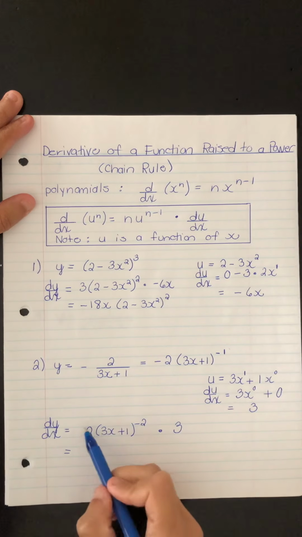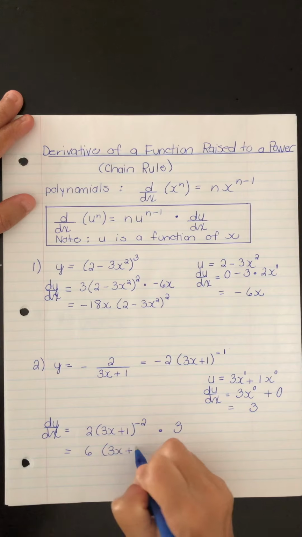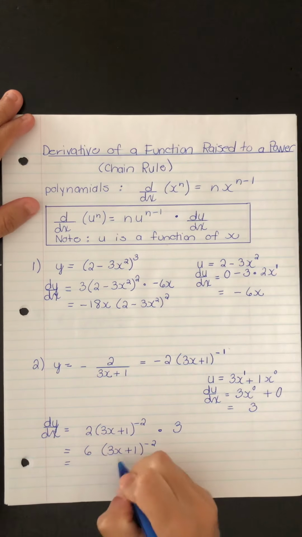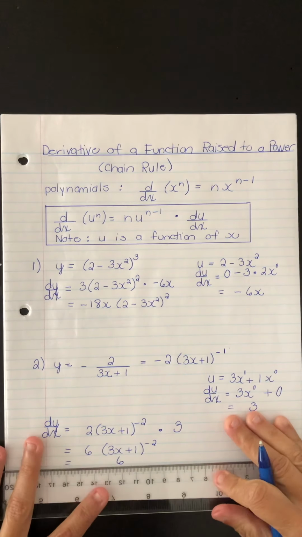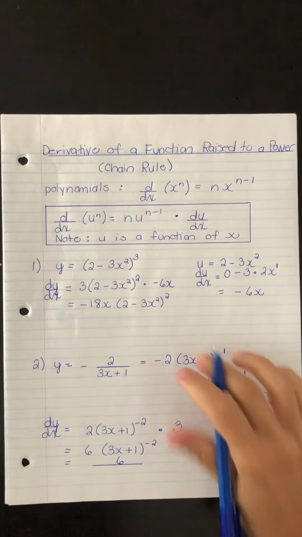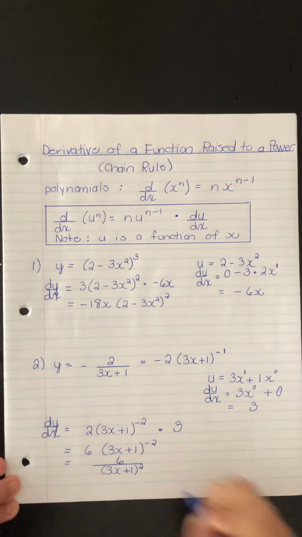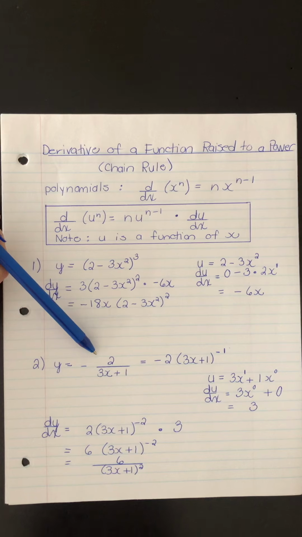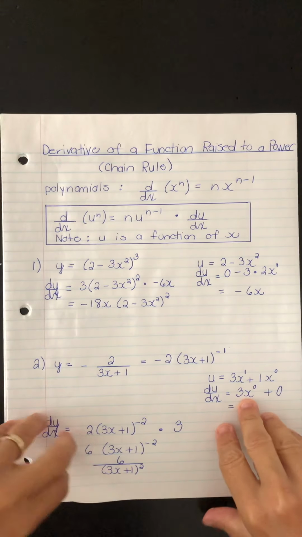So what does this give us? 2 times 3, 6 will be in front of 3x plus 1 to the negative 2, and then we're going to rewrite this with a positive exponent, and that of course means dropping 3x plus 1 to the denominator so that the exponent will be positive 2. Okay, so the derivative of this original function is this. Okay, we'll do a couple more together.